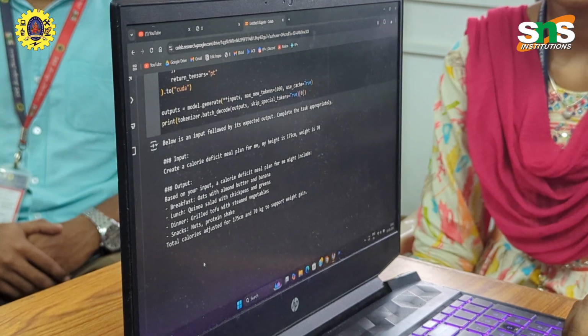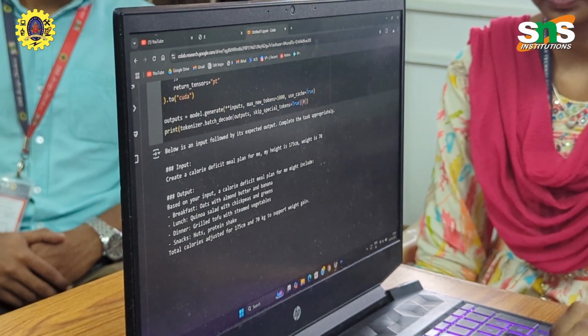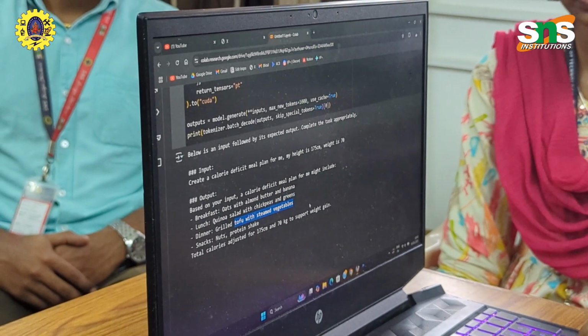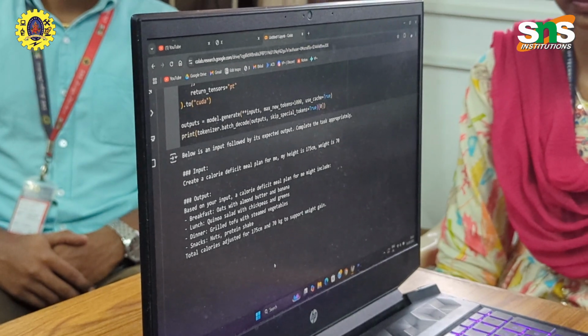So all the data sets are related to the Western countries. So we can have it here also, the chickpeas and greens, and we are also having grilled tofu and steamed vegetables. The names are given in modern terms, but we are having it here also, sir.